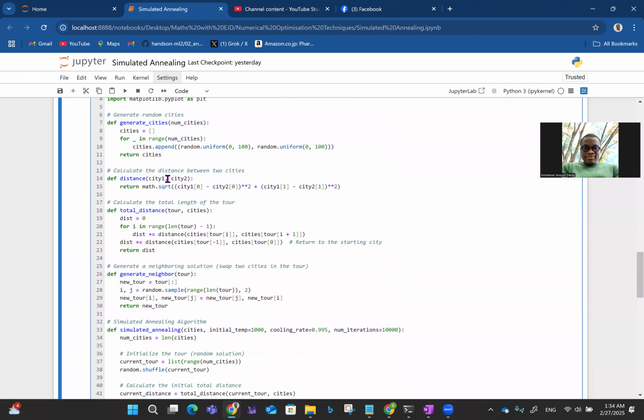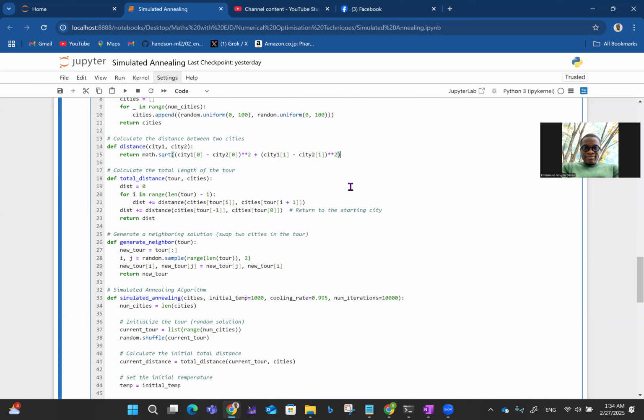So we now have defined the distance between city 1 and city 2. You know how to calculate distance in geometry. The distance between x1, y1, and x2, y2 is the square root of (y2 minus y1) all squared plus (x2 minus x1) all squared. That's what is happening right here in line 15. So distance between 2 points using coordinate geometry. And then in line 18, you have the total distance of the whole journey.